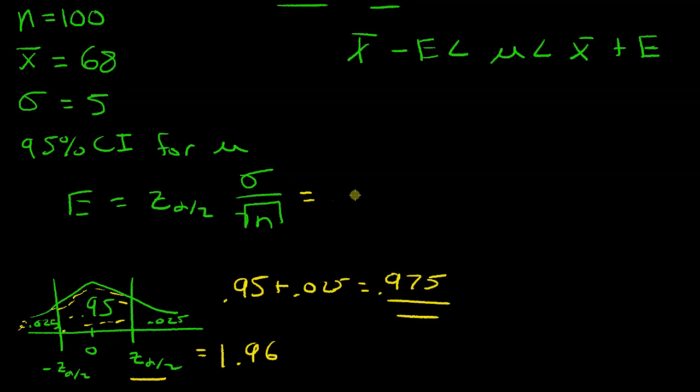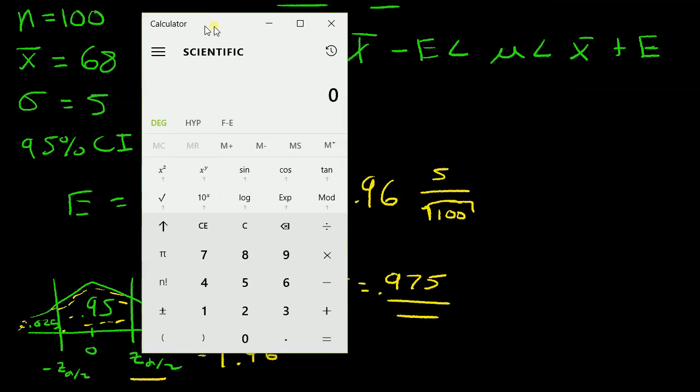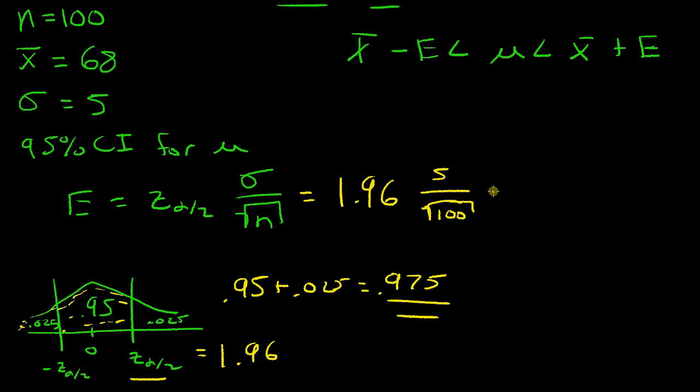So E equals 1.96 times sigma, which is 5, over the square root of 100. The square root of 100 is 10. Let's pull out our calculator. 1.96 times 5, divided by 10, equals 0.98. Now let's calculate our confidence interval.